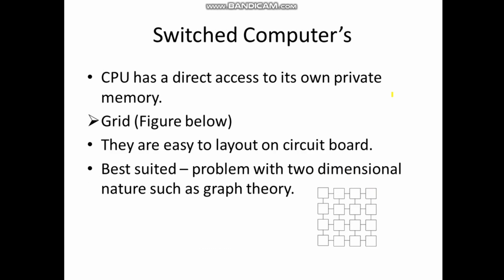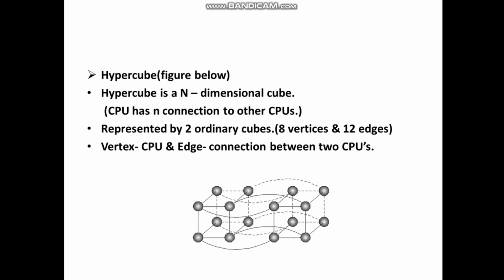Switched computer. CPU has a direct access to its own private memory. First example under switched computer is grid. They are easy to lay out on the circuit board, and these are best suited for problems with two-dimensional nature such as graph theory.